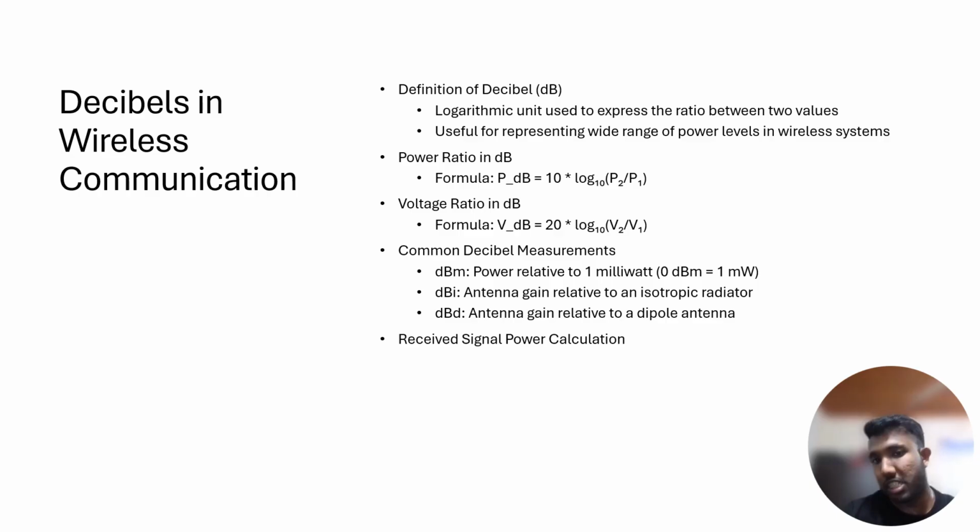Common decibel measurements in wireless systems include dBm, which represents power relative to a milliwatt, and dBi, which indicates antenna gain relative to an isotropic radiator. dBd is antenna gain relative to a dipole antenna.